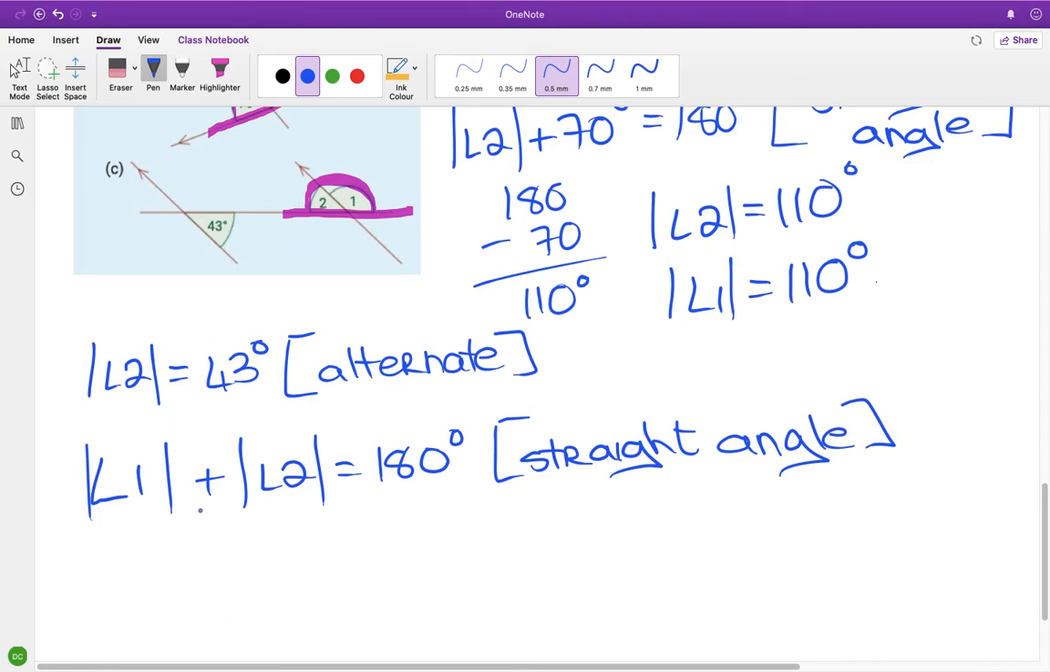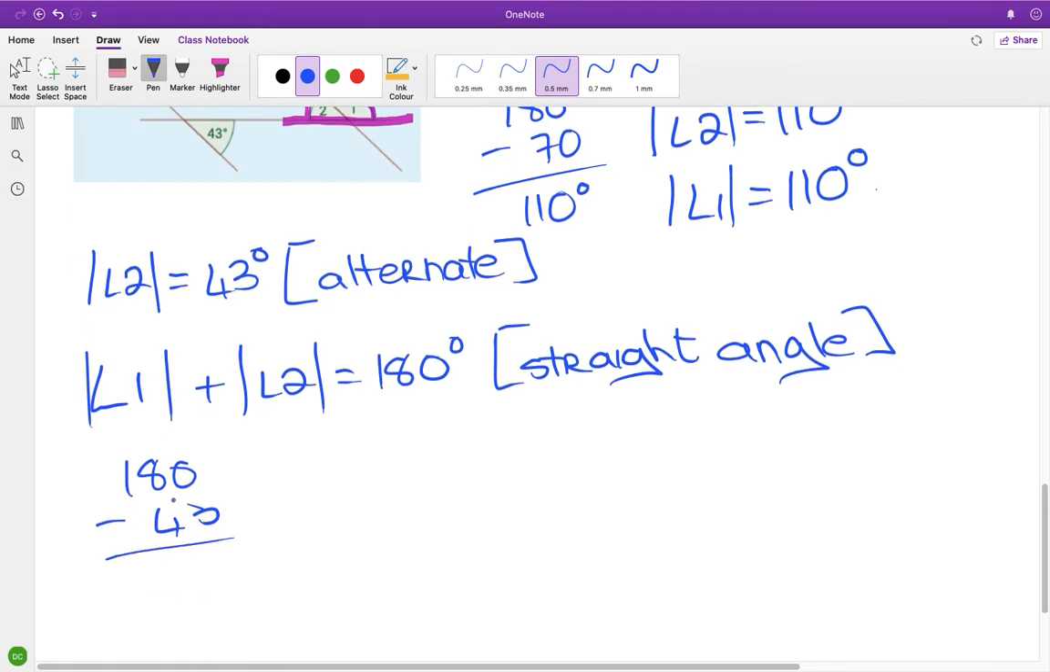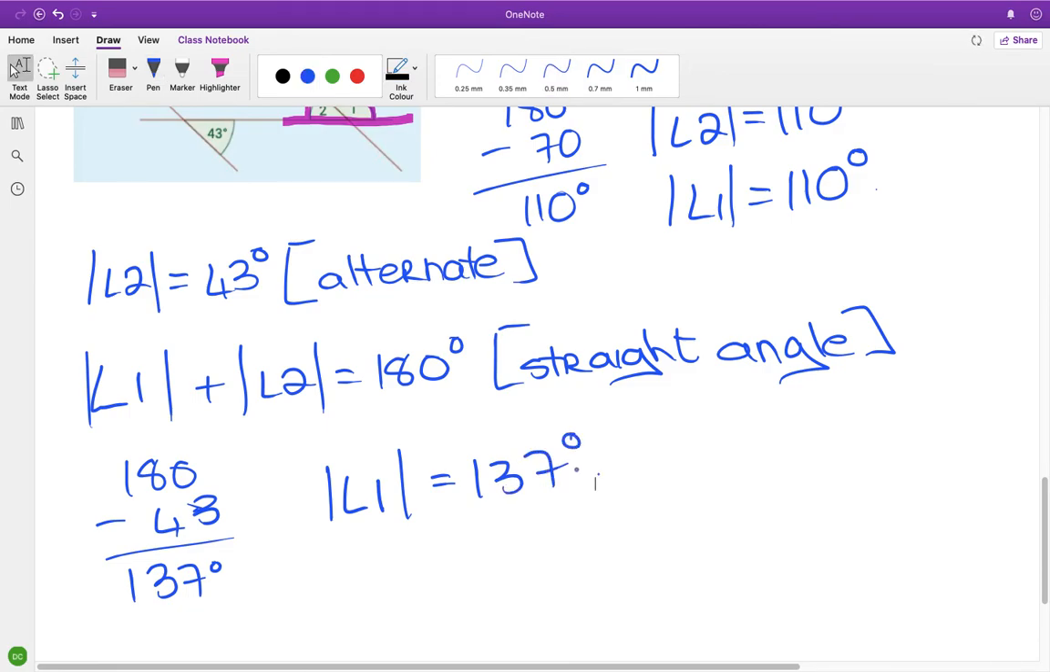We already know angle 2 is 43. So if we do 180 minus 43, that doesn't look like a 3. So 180 minus 43 is 137. So we know that angle 1 is 137 degrees.